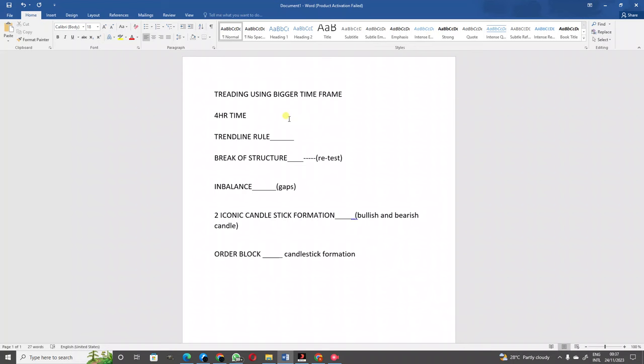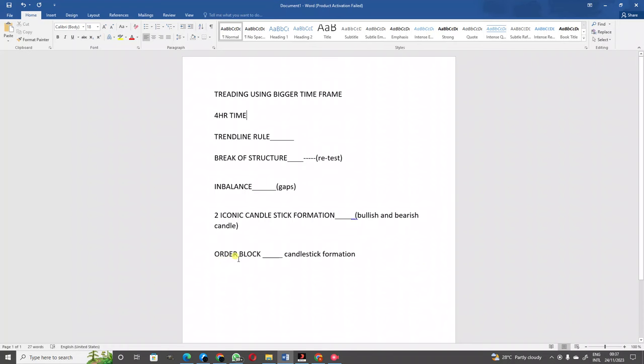And obviously, as a trader, I have some principles that guide me to remain profitable on the market all the time. That is to say, some of the rules that I have to follow are the trend line rule, the break of structure, the imbalance rule, and the two iconic candlestick formations. So in this case, we are going to deal with some of the candlesticks that I personally use. I've never learned them from anyone, but I just came up with ways in which I can always play around with the market whenever I see certain candlesticks and get to execute trades from them.